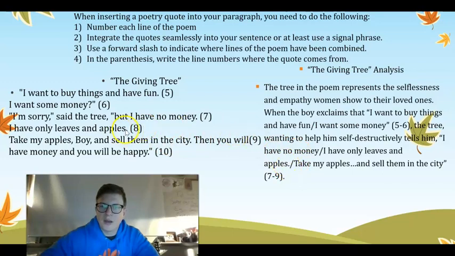Look, there's a period there, so there's a period here. Slash. Take my apples... and sell them in the city. What? Well, that ... that's an ellipsis. That tells us that there were some things omitted from that quote, which is fine. We look over here: take my apples, boy. I decided to leave out "boy" and just put "and sell them in the city." So I took away this and put a quotation mark. Then lines 7 through 9. See, 7 through 9. Okay?